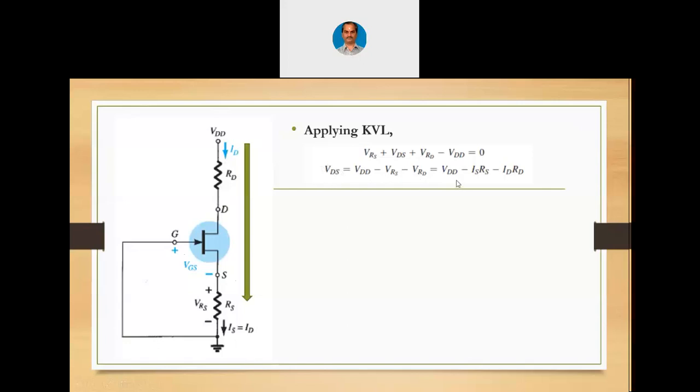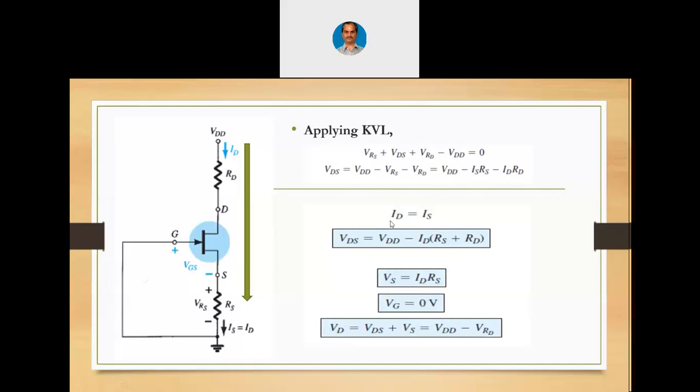So VDS is VDD minus VRS, which is nothing but IS into RS. VRD is nothing but ID into RD. But we know that IS and ID are one and the same. So we can write an equation for VDS as VDD minus ID into (RS plus RD). It is a similar equation which we had obtained in the voltage divider bias also for the BJT, or self bias circuit for the BJT. It is a similar expression.